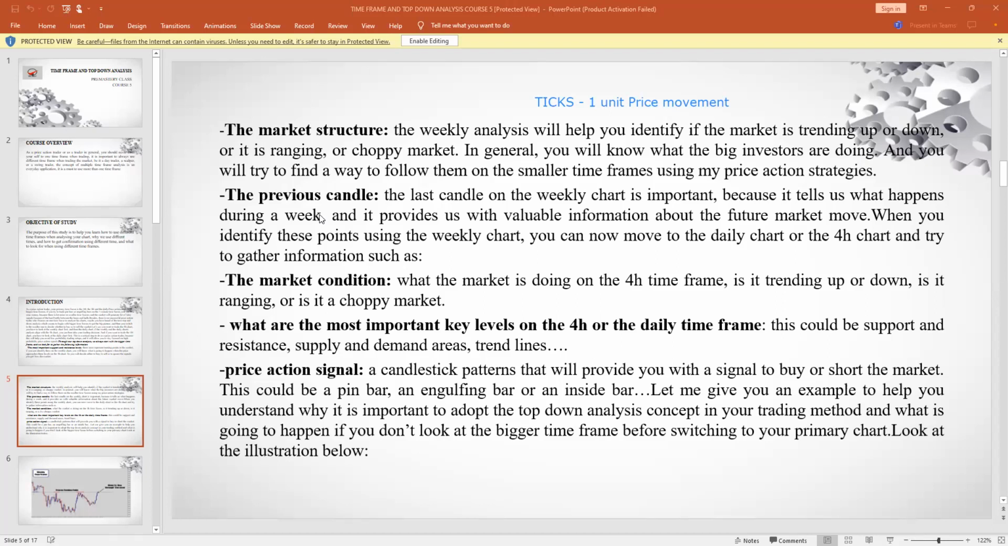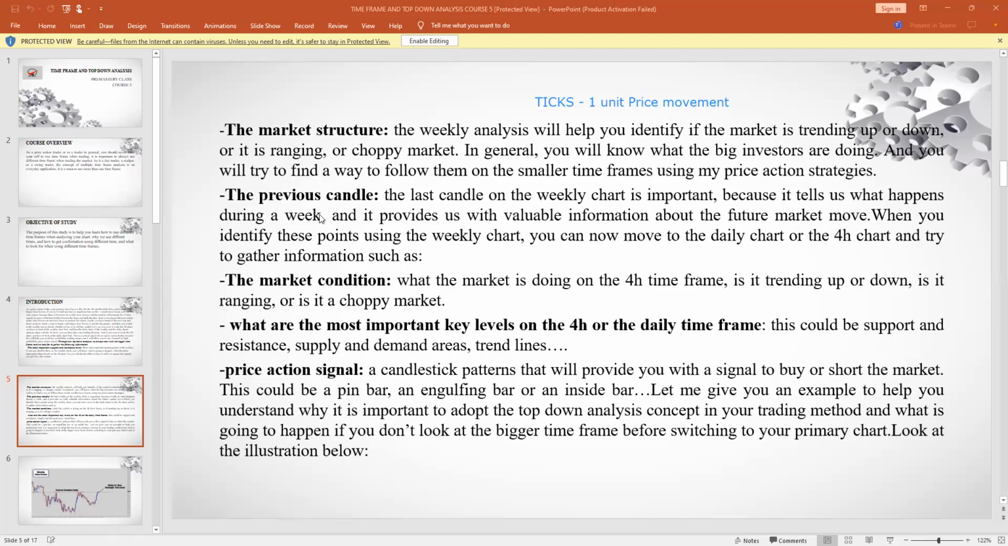key levels, the same way you did on the weekly time frame, all right? You want to do the same thing on either the daily or the 4 hours time frame, all right? And that could be either a support and resistance level or supply and demand zones, all right, or trend lines. Remember, we've looked at all of these things in detail in the past, all right? Supply and demand, support and resistance, trend lines, okay?